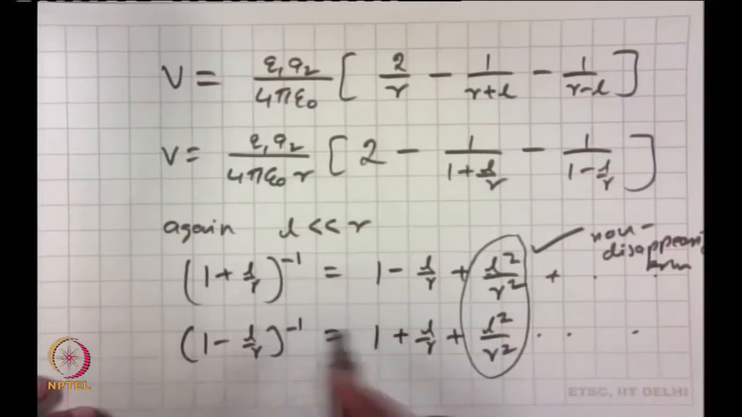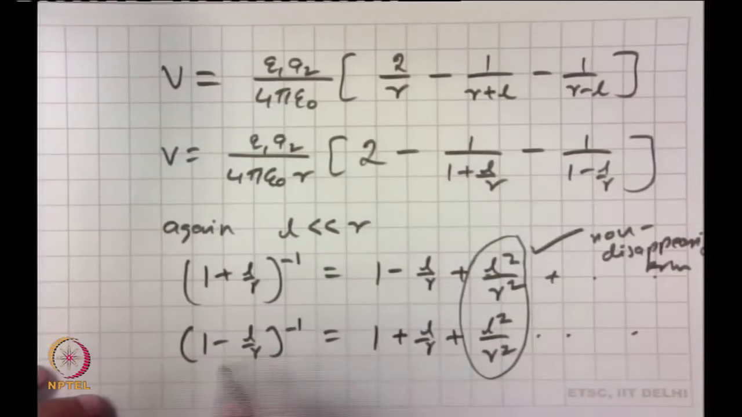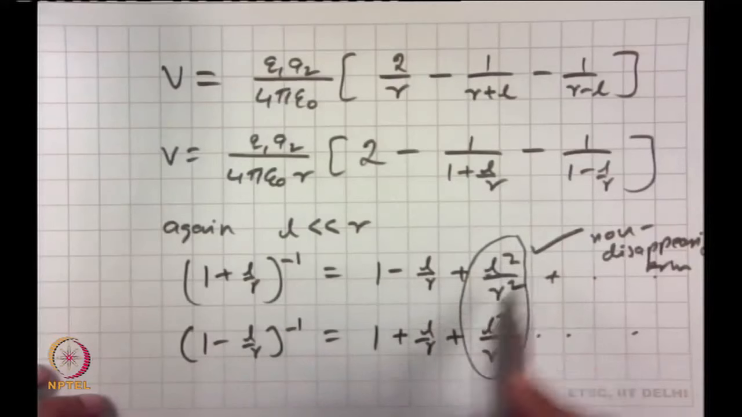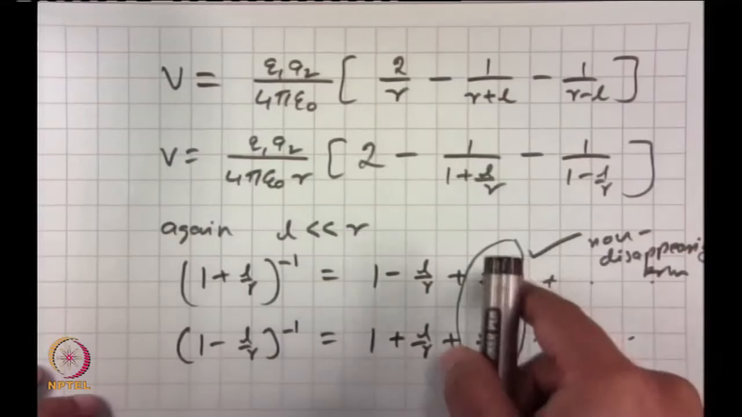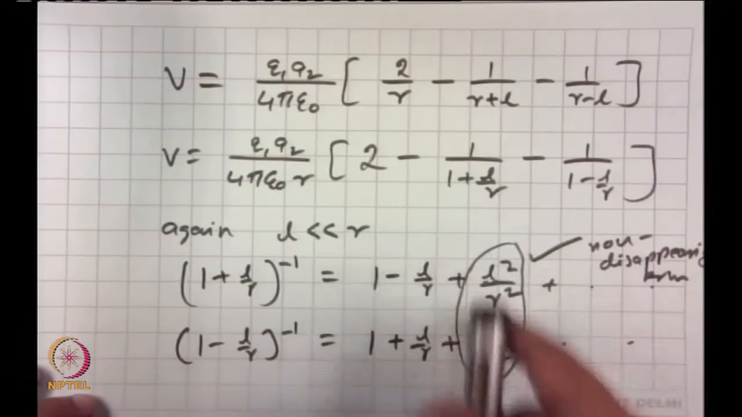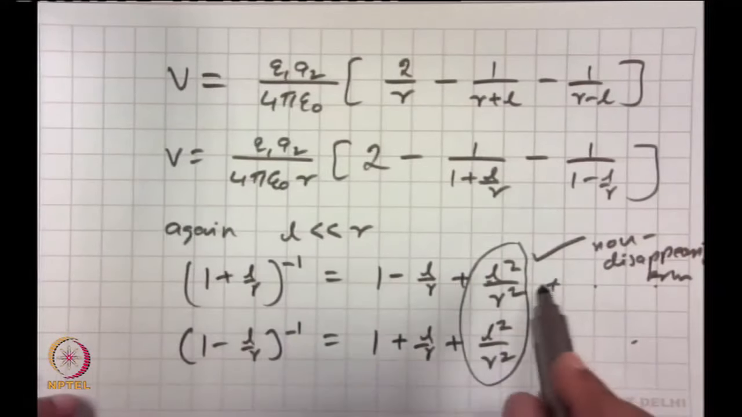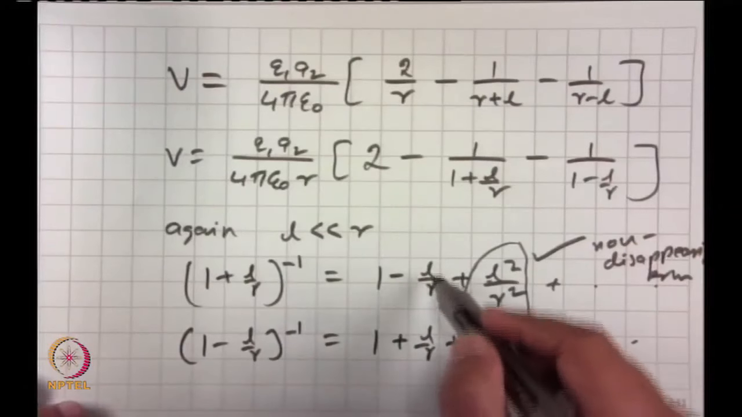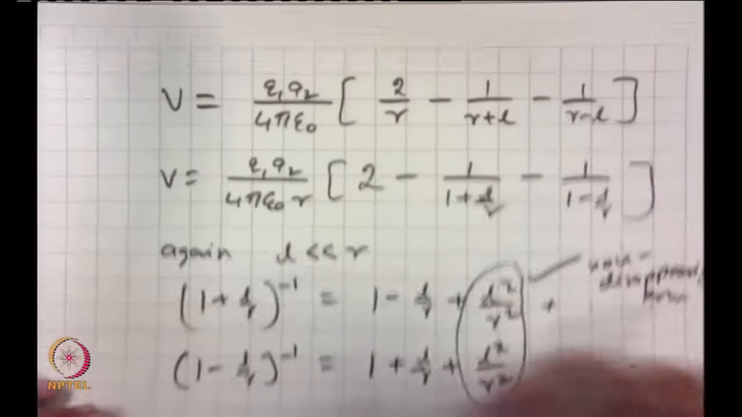As we are seeing here, 1 plus L by r minus 1 gives you 1 minus L by r plus L square by r square. As we were discussing last time, when we did it between a charge and a dipole, we did not go to this third term, we just stopped at the second term which is L by r. But here, it is a non-disappearing term of the respective expansion. We need it, because you will see that L by r and L by r would actually cancel out, and hence we will need this term.